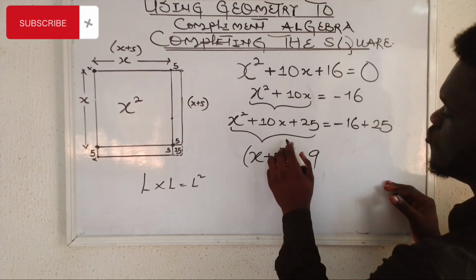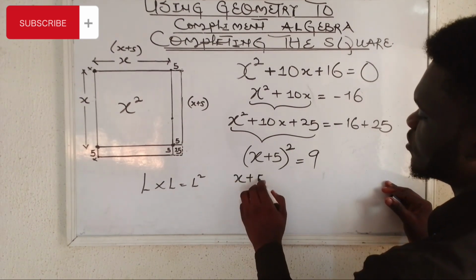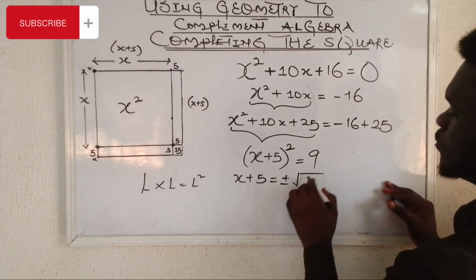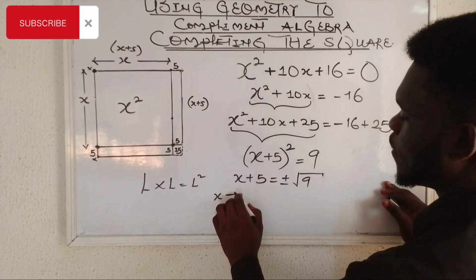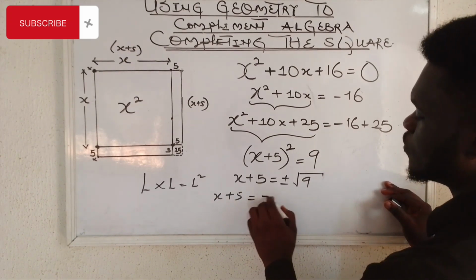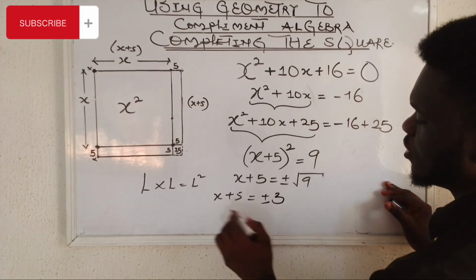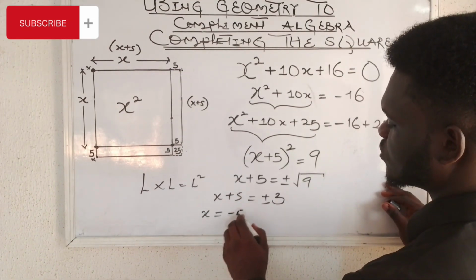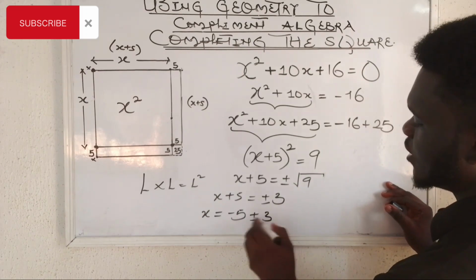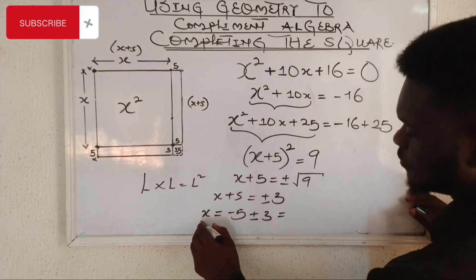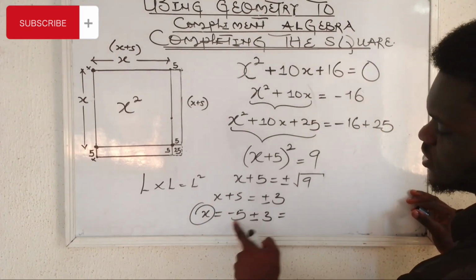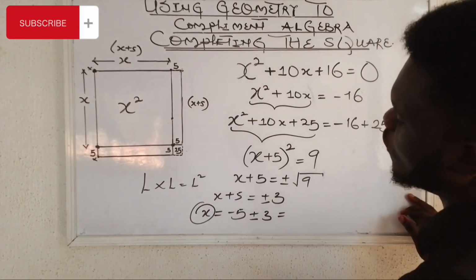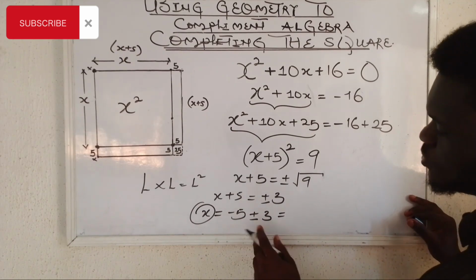So when you take the square root, you definitely are going to come out with x plus 5 equals plus or minus 9. So x plus 5 is equal to plus or minus 3. Yes. So moving that, you have x equals minus 5, plus or minus 3. This is the x you are looking for. So x equals minus 5 plus or minus 3. Don't forget, it is a polynomial of degree 2, so automatically the solution is going to be 2 answers.